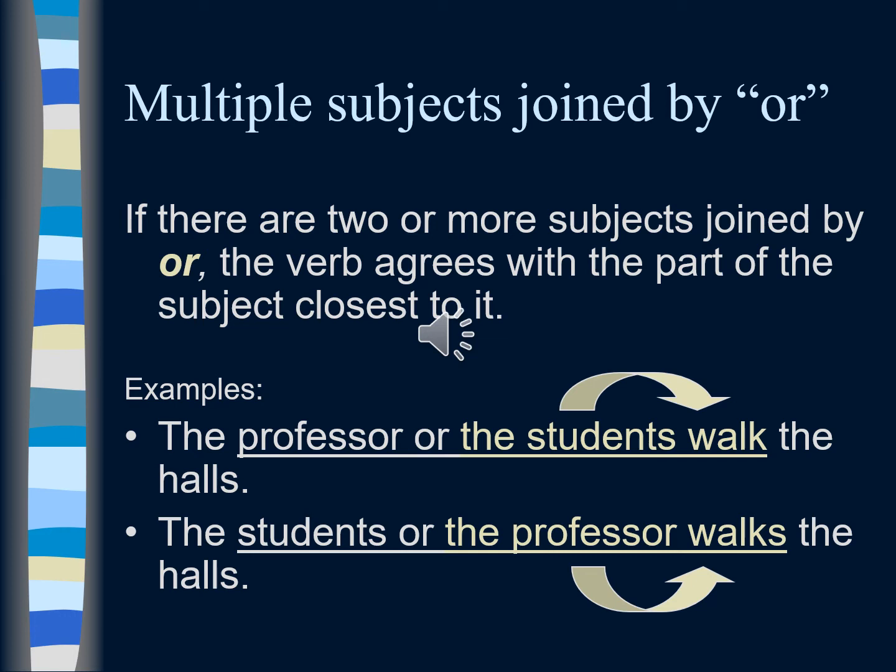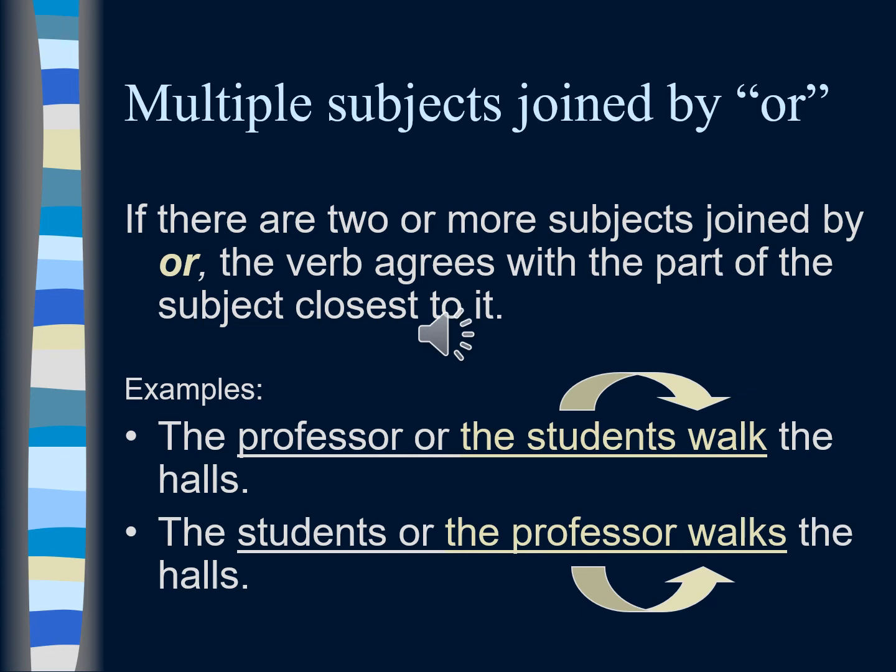Look at the example: the professor or the students walk the halls. All right, your subject is professor, and then your subject is also students. Since it's joined by or, you're going to choose the subject that is closest to the verb. And in this case, it would be students, and your verb would be walk. Students is plural, and walk is plural.